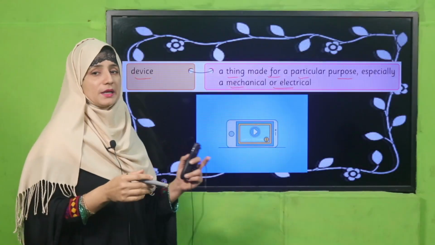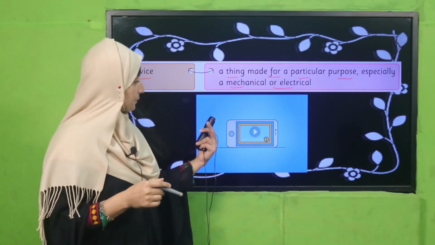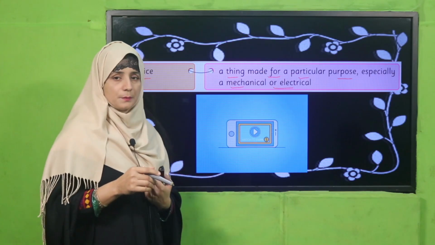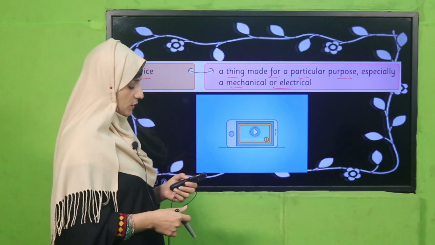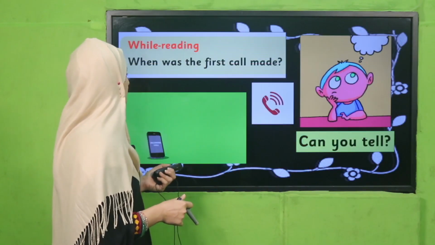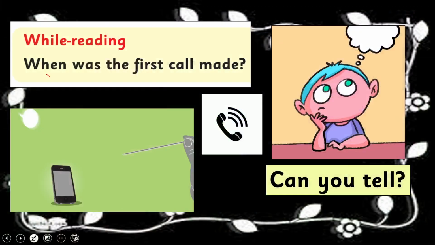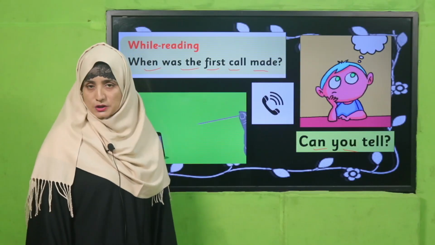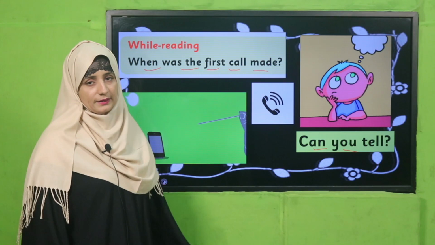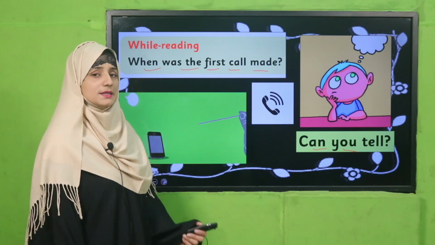That is specially a mechanical or electrical tool that is used for a particular purpose. Okay, that is called a device. Next, while reading, a question is for you. When was the first call made? Can you tell? When was the first call made? Yes, definitely, when the first mobile phone was invented, at that time the first call was made.